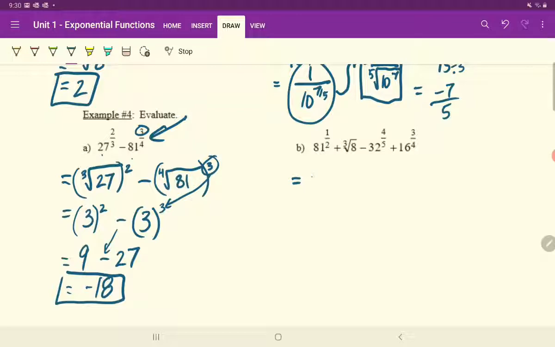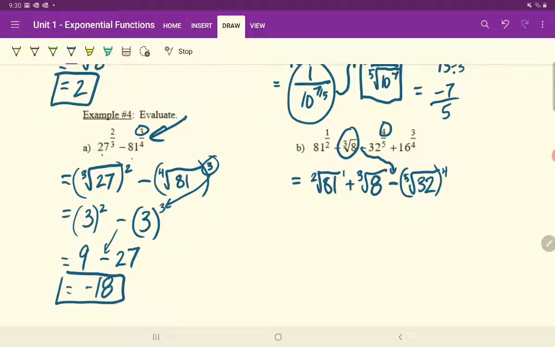So 81 to the power of a half becomes the square root of 81 to the power of 1. This one's already a radical, so plus the cubed root of 8, so that's nice. That's already done for us. Minus, bring down that minus sign, the 5th root of 32 to the power of 4. Right, the 4 stays in the exponent position when the 5 shoots outside the radical or the root bracket. Plus the 4th root of 16 to the power of 3.